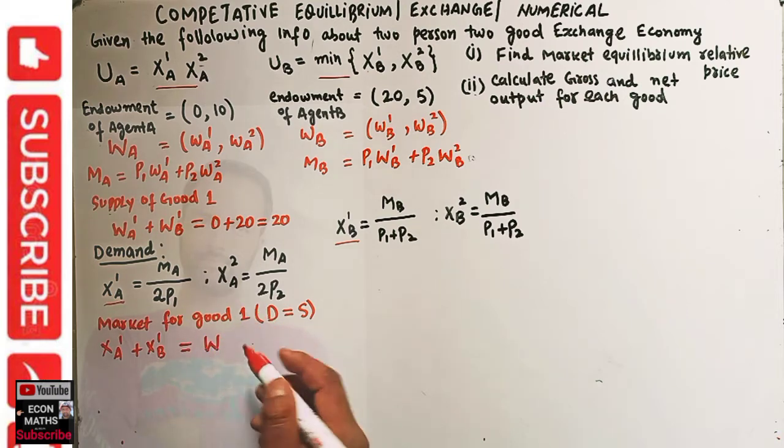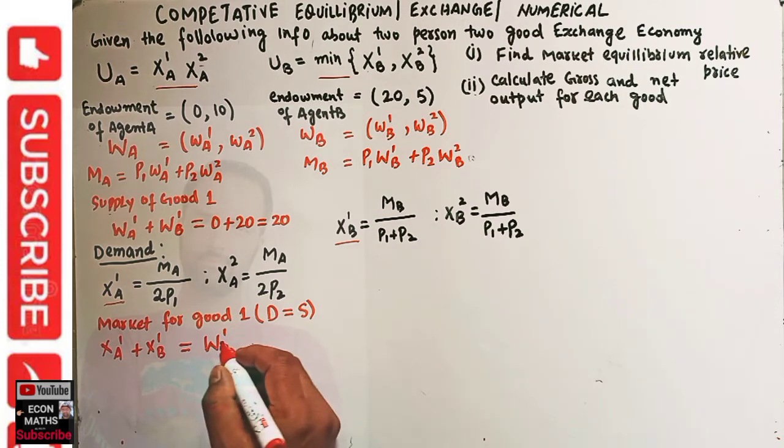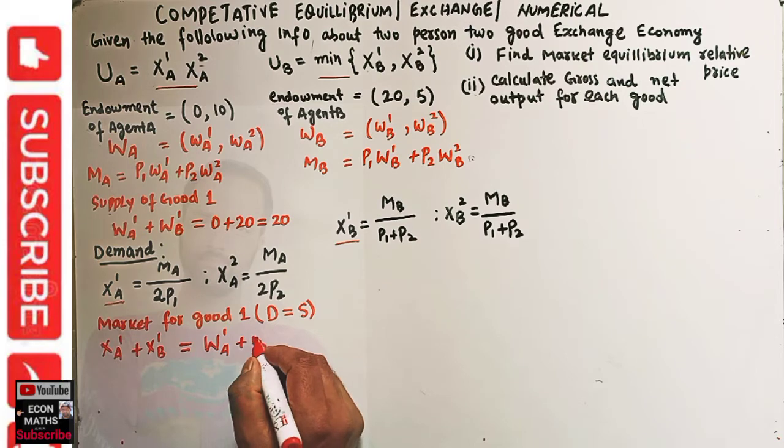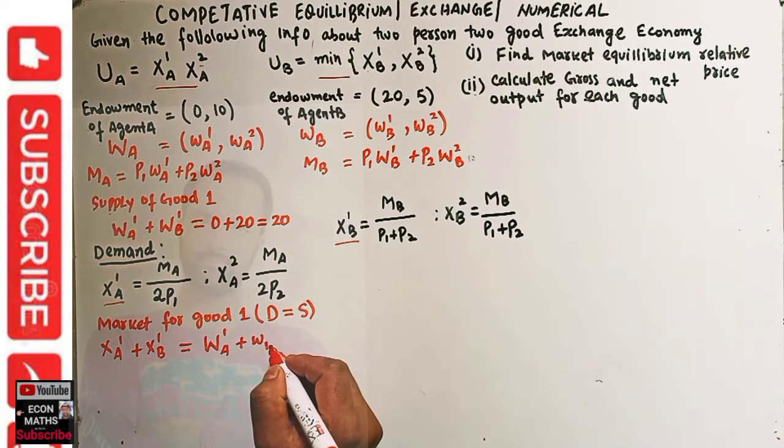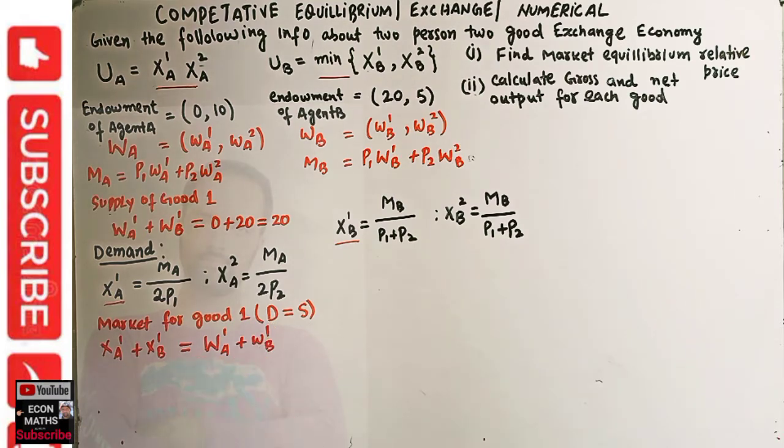And supply is nothing but the initial endowment of good 1, which is being held by person A, plus WB1, units of good 1 person B is holding initially. So demand for good 1 should be equal to supply of good 1. And demand of good 1 we have calculated here. Okay, so demand of good 1 is given as, in place of this I can write this MA upon this, and MA is equal to this.